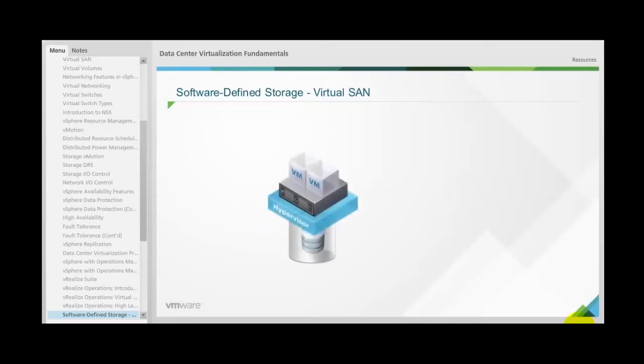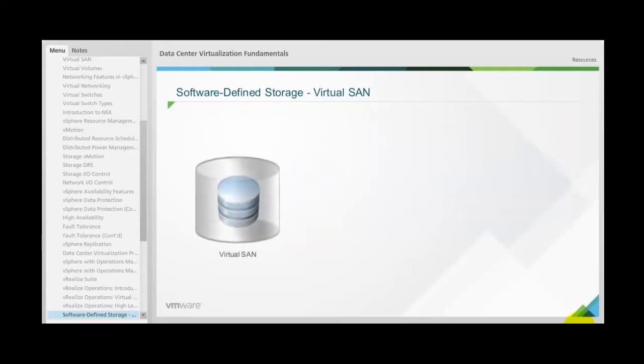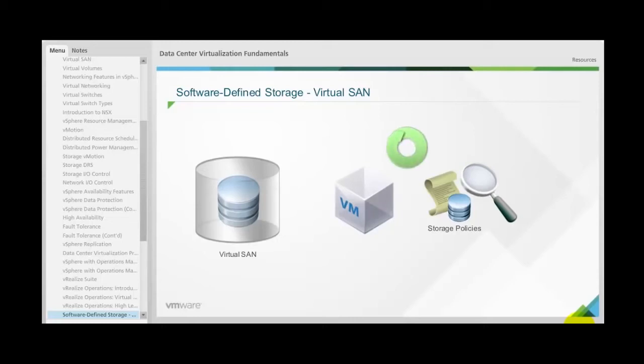Virtual SAN's hypervisor converged architecture enables storage and compute to run on the same physical host with minimal overhead. It can seamlessly integrate with the vSphere web client and the entire VMware stack to simplify management. When enabled, Virtual SAN works together with virtual machine storage policies. Virtual SAN monitors and reports on the policy compliance during the lifecycle of the virtual machine.